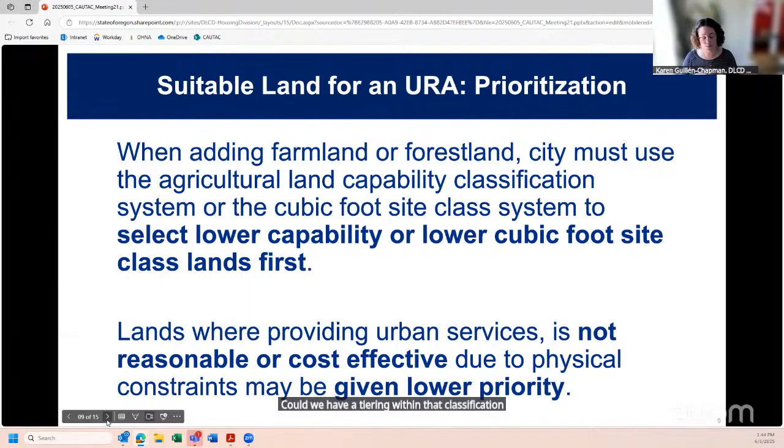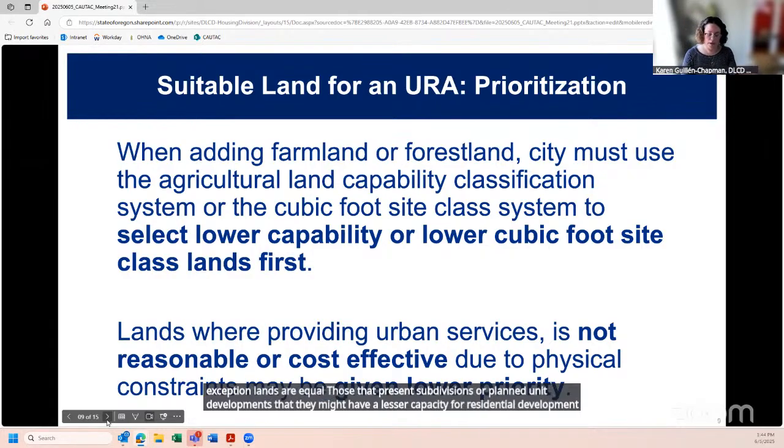That maybe not all exception lands are equal. Those that present subdivisions or planned unit developments might have a lesser capacity for residential development than other land where it doesn't have that development pattern, but that it would stay within that classification system.